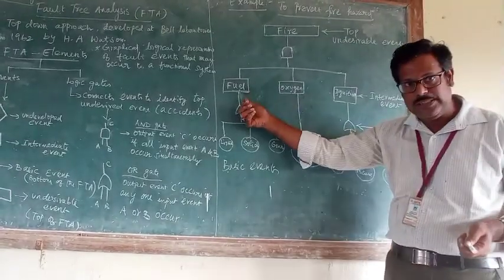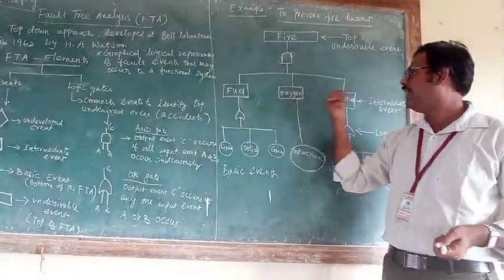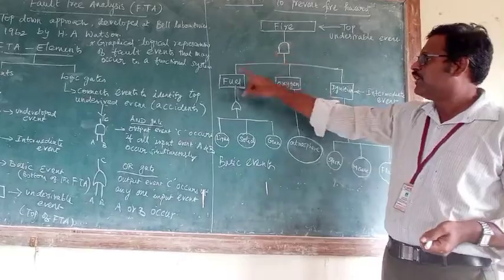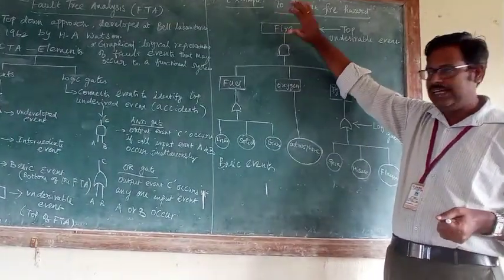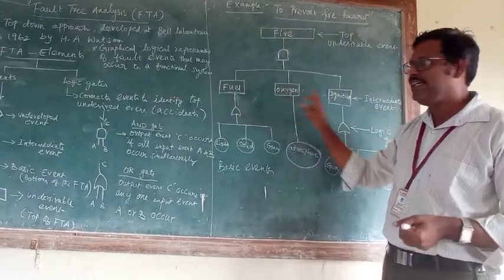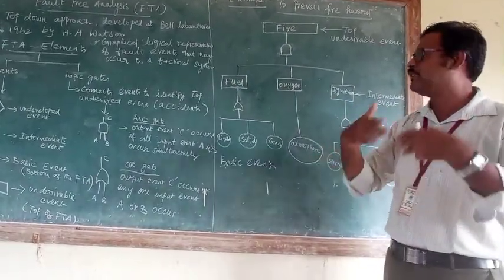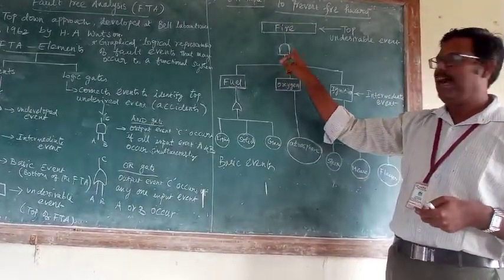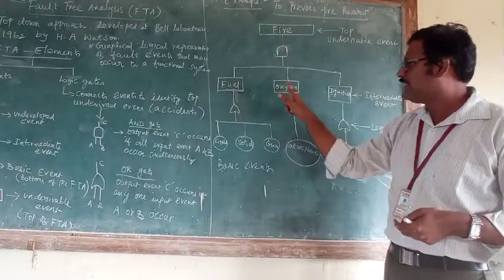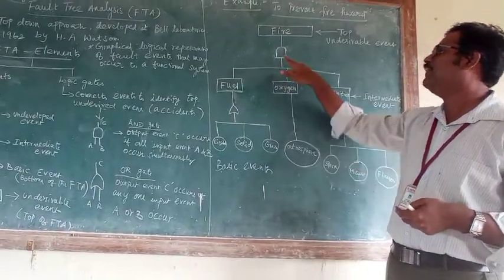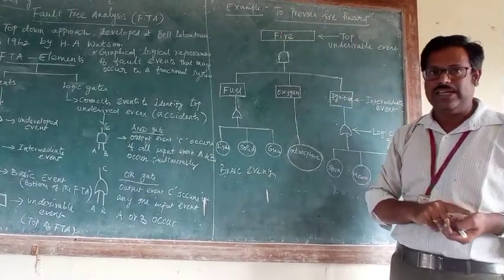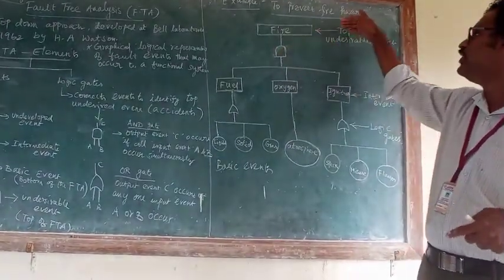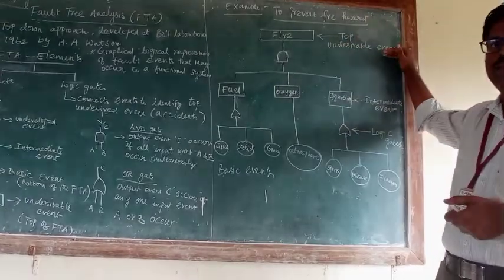Your fuel has to be there, your oxygen has to be there, and your ignition has to be there. If any one is not present, then there will not be a fire hazard. So all these three events have to occur simultaneously, and that is why it is connected with the AND gate. If fuel, oxygen and ignition are all present, then you are going to have the hazard called fire, which is categorized as the top level undesirable event.